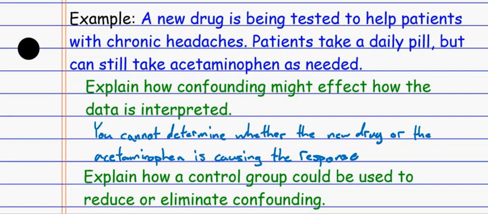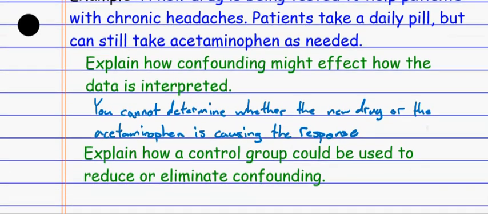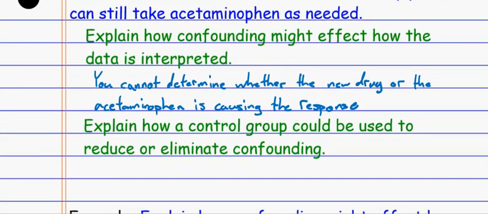Or it could be the acetaminophen. And so because I can't tell which one it is, this is an issue of confounding, okay? And so then the question is, how would a control group help us to reduce or eliminate confounding?